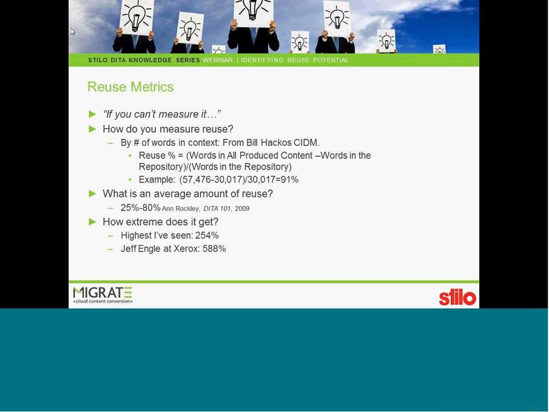So your next question is probably something around what's the average amount of reuse I can expect out of my content, and it really does depend on the type of content that you've got. Anne Rockley says in her Data 101 book that the average amount of reuse is somewhere between 25% and 80%. On average, that is a huge span of percentage.